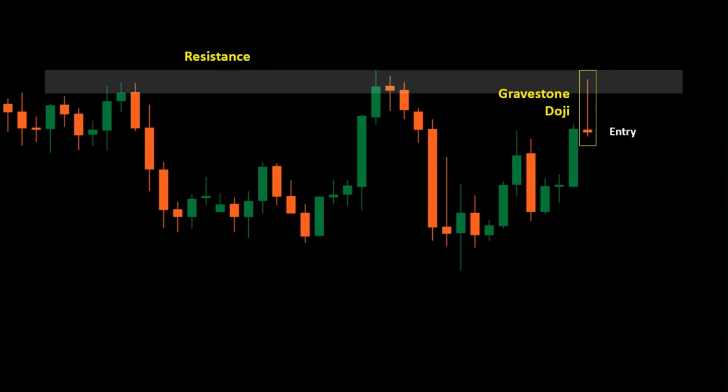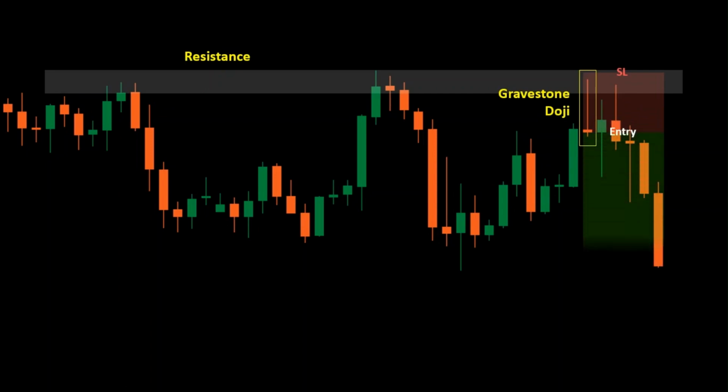You can choose to enter a sell position either at the close of the gravestone doji or wait for a slight retracement in the next candle for a more optimal entry. Stop loss should be placed just above the high of the gravestone doji. Take profit should be set at the next significant support level.